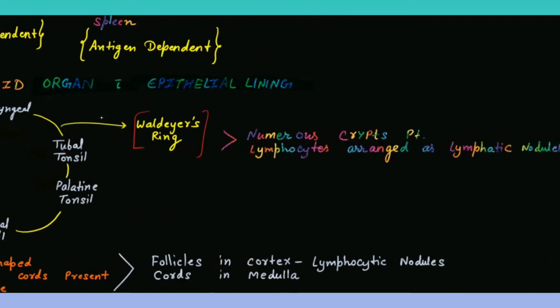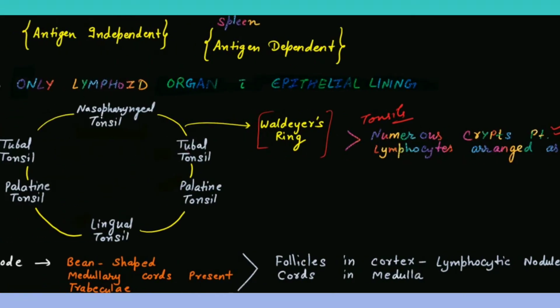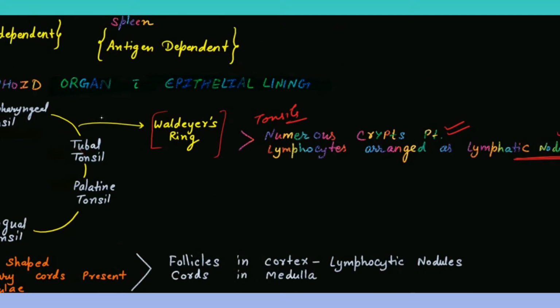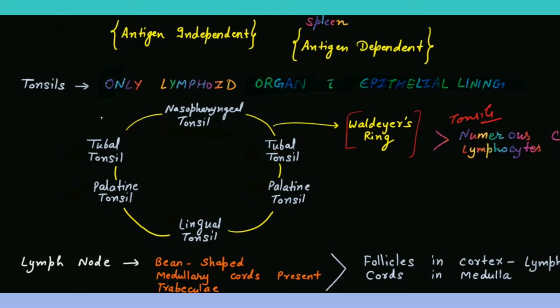Remember about the tonsils. This is not about Waldeyer's ring, this is about the tonsils. Tonsils have numerous crypts present, and the lymphocytes are arranged as lymphatic nodules. This is an important point for MCQ questions, because you can get keywords in the question. Like if there are numerous crypts, and the options are tonsils, lymph nodes, spleen, you can easily identify that it's the tonsils.